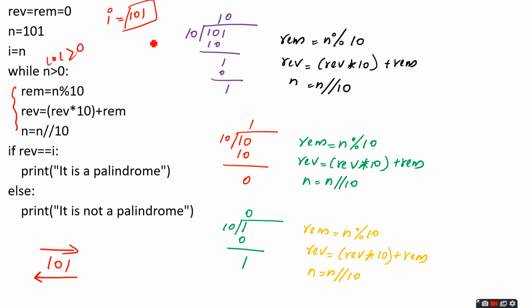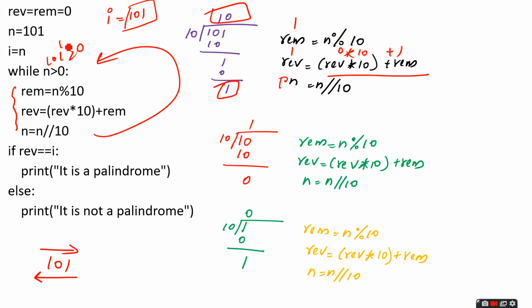Now we have to find the remainder. Remainder equals n mod 10. When 101 is divided by 10, the remainder is 1. Now we have to perform this equation for reverse: 0 into 10 plus 1. So the reverse will be 1. n equals n floor division 10. The quotient is 10. Again, we'll go back to the loop.